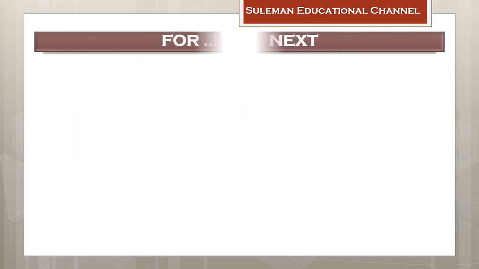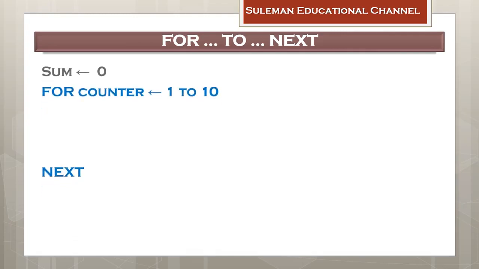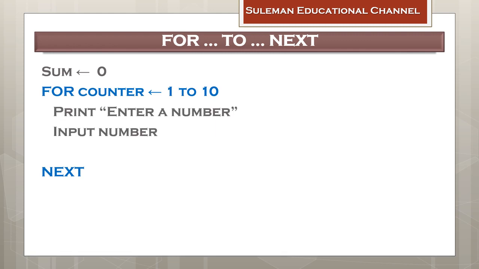Now, let us discuss another example of for to next. Sum assignment operator 0, for counter assignment operator 1 to 10, print enter a number, input number, sum assignment operator sum plus number, next. In this example, we are finding the sum of 10 numbers which are taken as input.